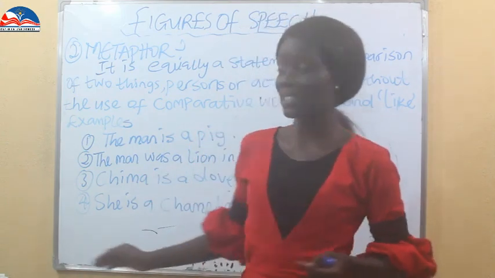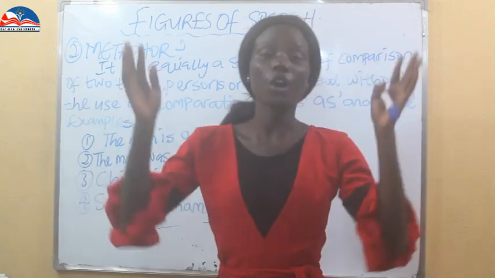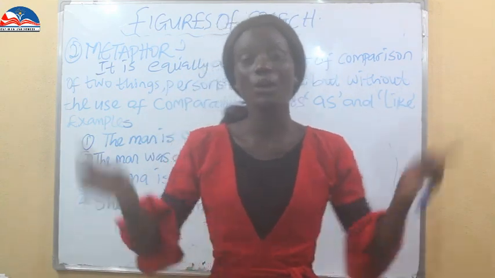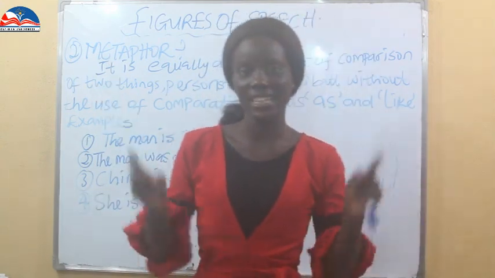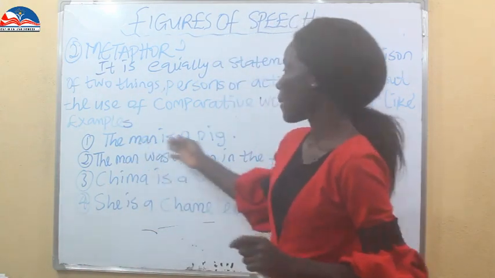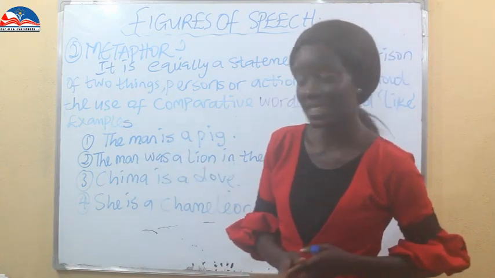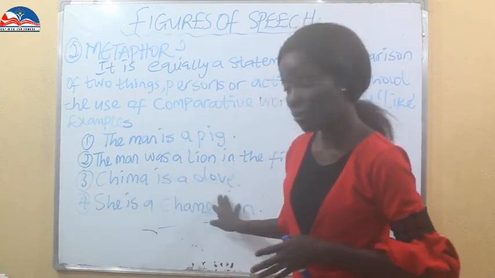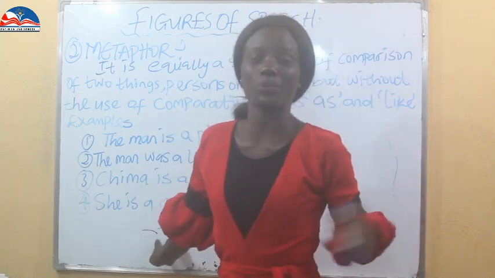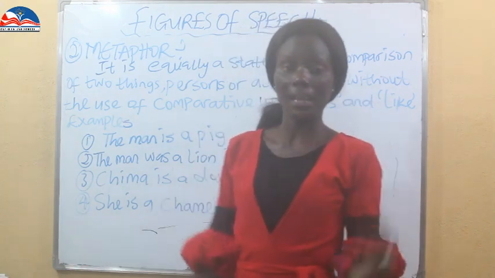So that is the direct comparison we have in metaphor. Metaphor deals with comparison of two persons, things, or actions without the use of like and as. I'll give you examples here. The man is a pig. The man was a lion in the fight. Chima is a dove. Lastly, she's a chameleon. She changes. She's not stable in nature. Then we're going to move to the next figure of speech, personification.